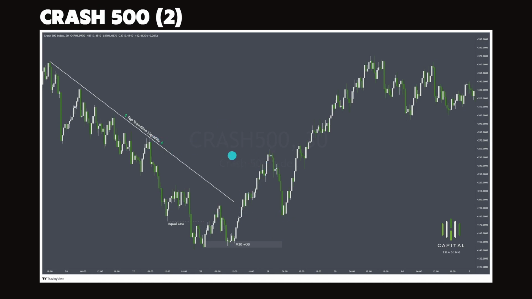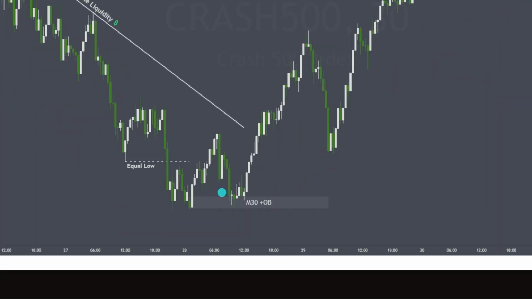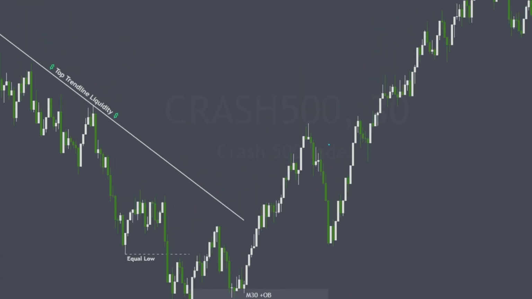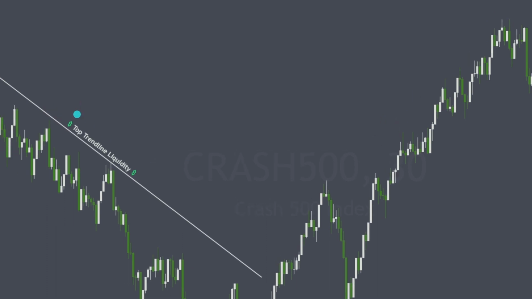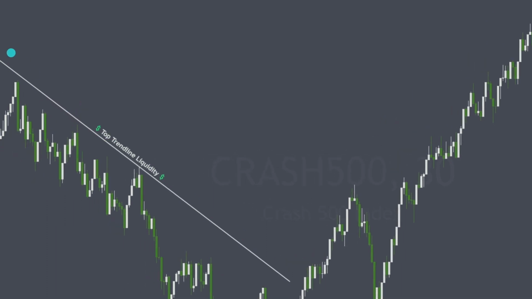So when they retrace to some level, and when I look at this right here, this is a mitigation block. A mitigation block is a failed higher low. If it went below this low here, it could have been a breaker, right? But we consider this a mitigation since it failed to go lower than this old low. So price did come and touch on this mitigation block and went to the upside and reached for all these trend line liquidity. So that's what happened here.